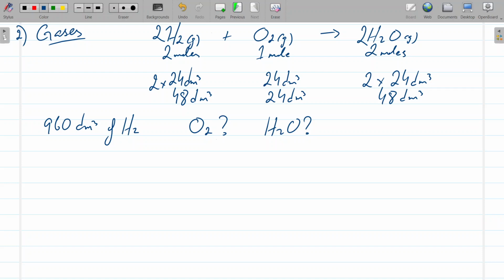I mean, we've got 48 decimeter cube of hydrogen reacting with 24 decimeter cube of oxygen to produce 48 decimeter cube of water vapor. Now they're scaling it up. They're asking you, okay, using 960 decimeter cube. So that's the volume. We're using 960 liters or decimeter cube of hydrogen gas. We are burning it in oxygen. How much oxygen do we need in volume, and how much water are we going to produce?